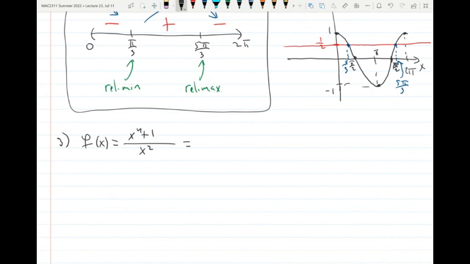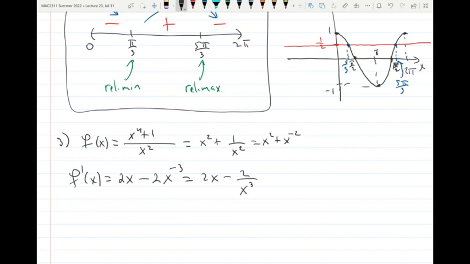So how do we split this? What is this equal to? That will be x to the 4 over x squared plus 1 over x squared. Yes? Just writing this as two fractions. Does everybody see this? And then the second one, we can write as x squared plus x to the -2. So this is easier to find the derivative because now we just need to do the power rule. Okay? All right, so let's find f prime. So f prime is 2x minus 2x to the -3. So that's 2x minus 2 over x cubed.